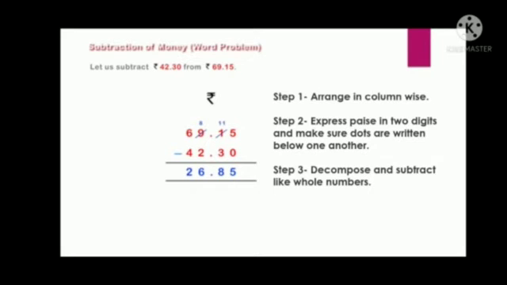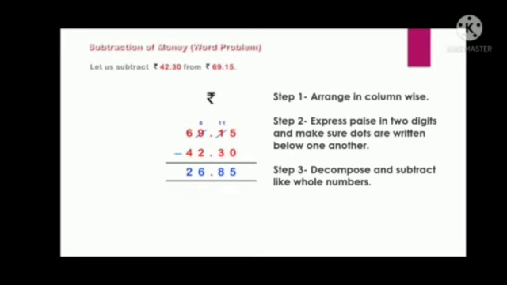5 minus 0 is equal to 5. 1 minus 3 is not possible, so we have to borrow from 9. So it will become 11. Now 11 minus 3 is equal to 8. After giving borrow from 9 to 1, 9 will become 8. So now 8 minus 2 will get 6. At the last, 6 minus 4 is equal to 2. Therefore, we get 26 rupees and 85 paise as the difference.